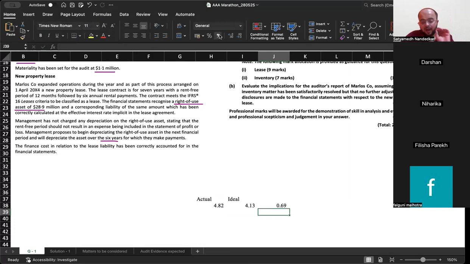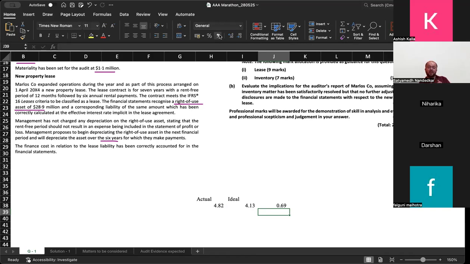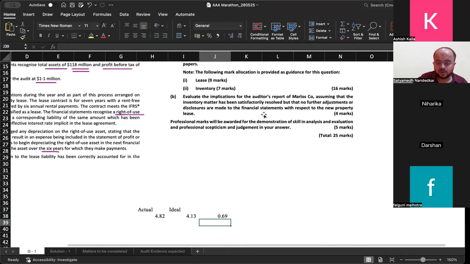You have understated, sorry, you have overstated expenses by 0.69. Also, you are in contravention of the provisions of the accounting standard. जो accounting standard ने बोला है वो भी आपने follow नहीं किया है, and at the same time there is a misstatement with respect to the value also. So now they are asking you what is the implication of that with respect to the auditor report, because with respect to leases the management has not done any adjustment.